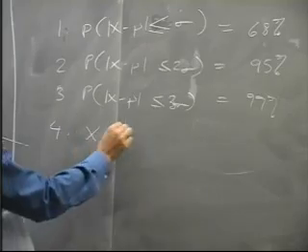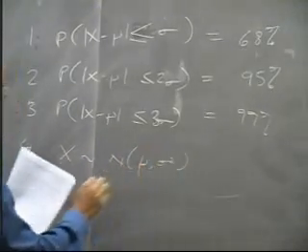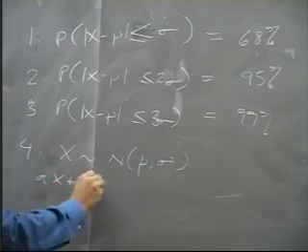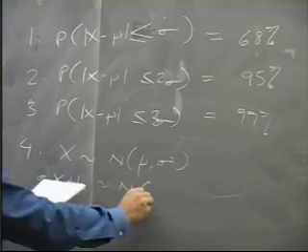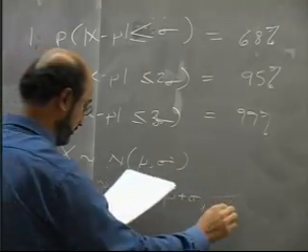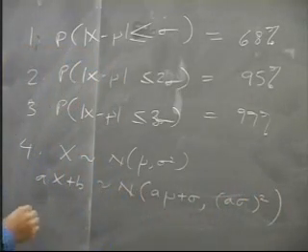If X is Gaussian, X is distributed normally with mu, sigma square, then aX plus b is distributed normally with a mu plus b and a square sigma square.